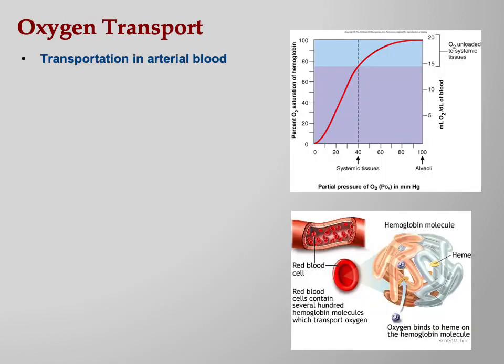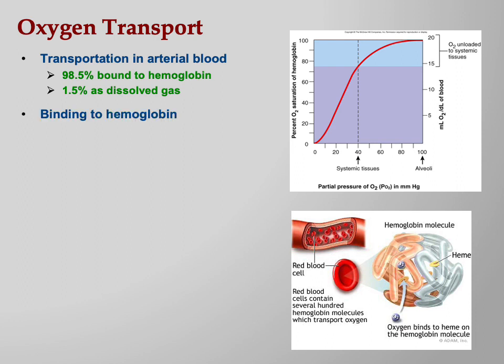So, oxygen transport in arterial blood. We talked about this when we did the blood. Most of your oxygen, by far, 98.5%, is bound to hemoglobin, all right? 1.5% is dissolved gas. Remember, oxygen doesn't dissolve well in water, and that's why we have hemoglobin. Hemoglobin exists precisely because oxygen does not dissolve well in water. Therefore, hemoglobin transports the oxygen, and only a little bit is transported as a dissolved gas.